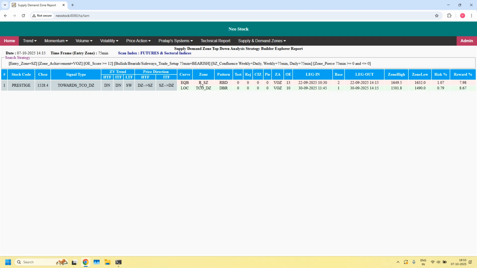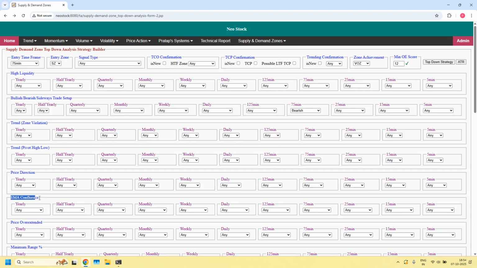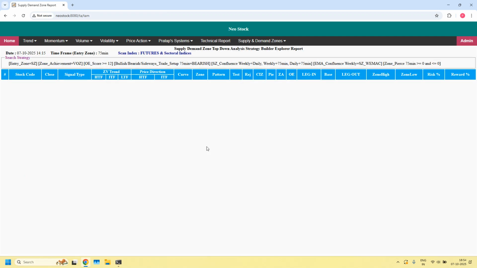And this 75-minute supply zone overlapped with the daily supply zone, both together overlapped with the weekly supply zone. Weekly trend is down, so we further filter based on weekly supply zone having weekly EMA confluence. It is not filtered, so that means no high probability trade setup supported zones as per the second strategy. This is weekly income trades.